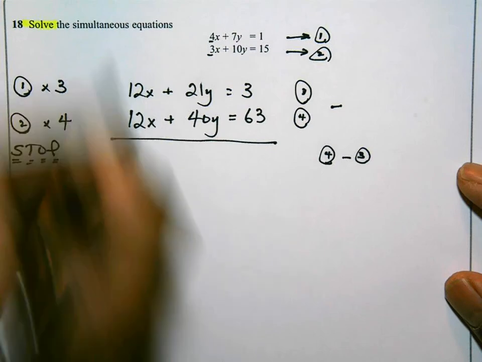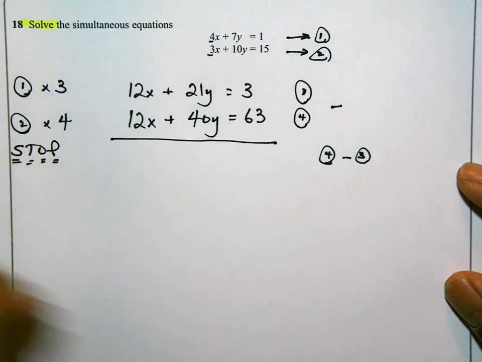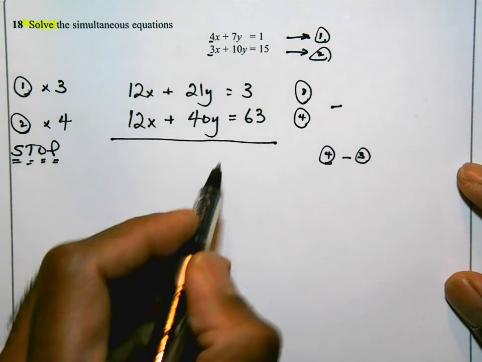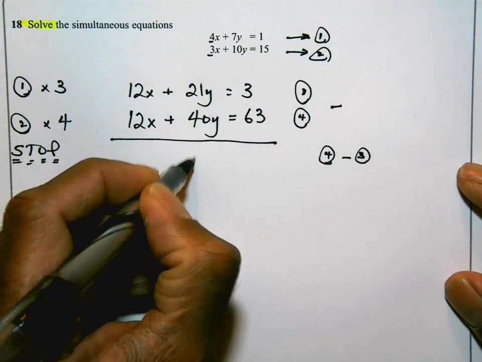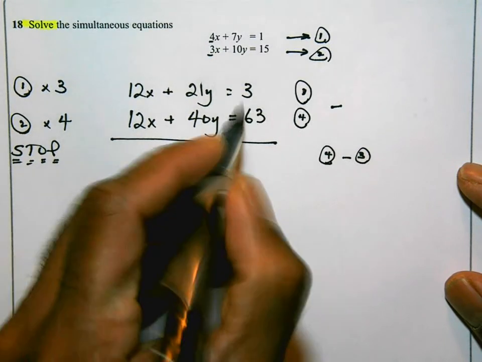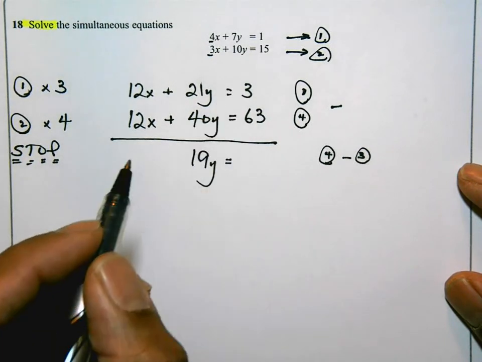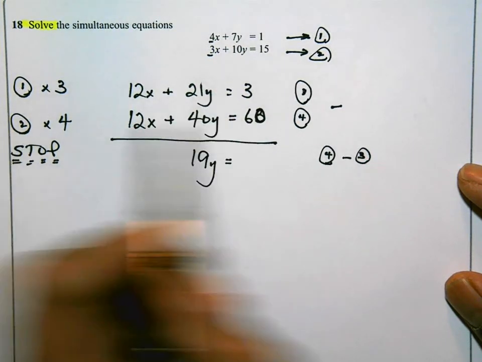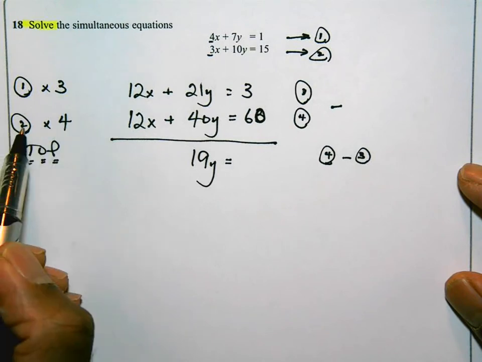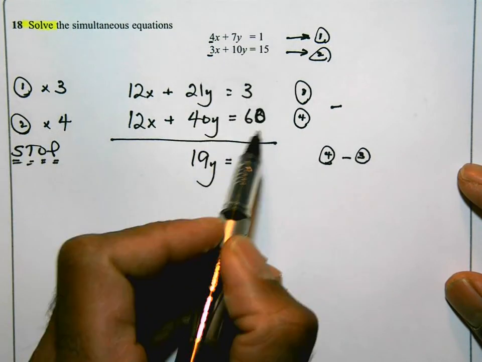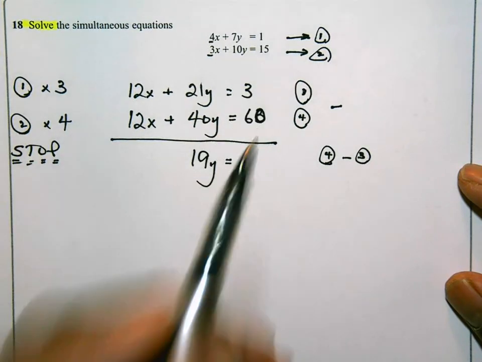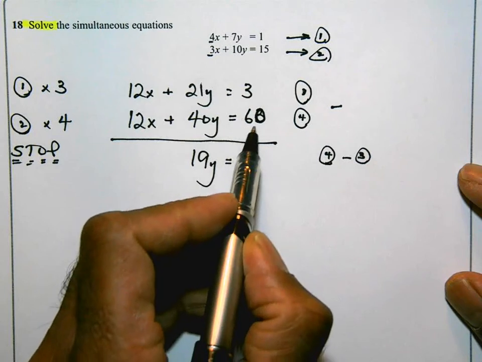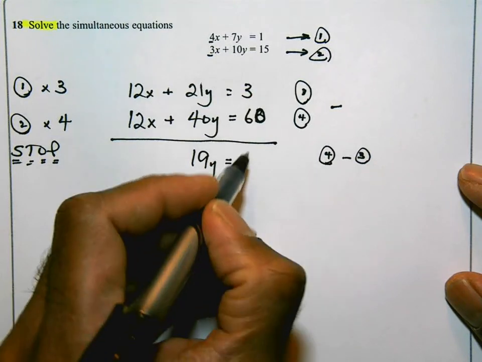So 12x take away 12x is nothing, so that disappears. 40y take away 21y gives me what? 19y. And 63 take away 3. It's not 63. Silly. That's going to be 60. If I go back to that, equation 2 times 4, 15 times 4 is 60. That was a silly mistake. Well spotted, but you need to look out for those yourself as well. 60 take away 3 is 57.